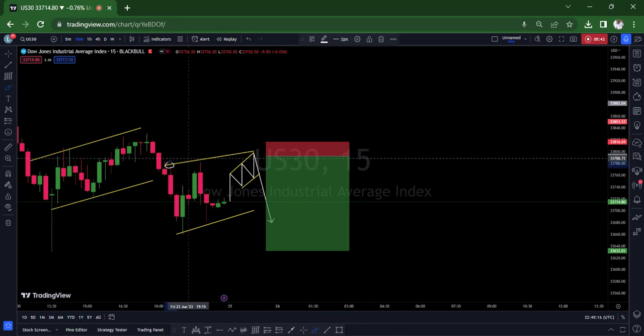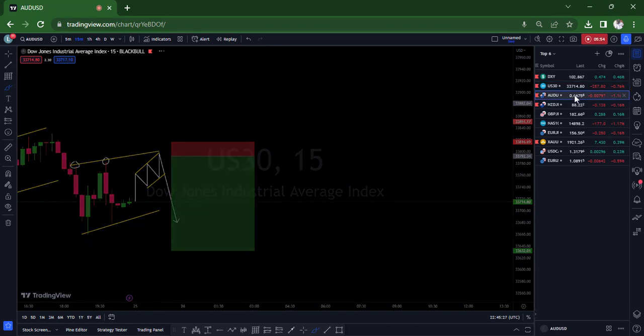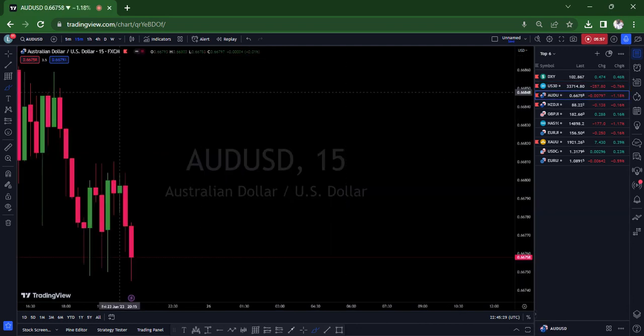After it has made its first touch, second touch, and the third touch, I'm hoping to have the third touch here for me to take my entry to the downside. So the next one I have is AUD USD. That's the next one I have here.